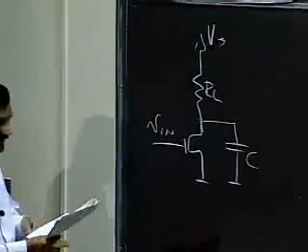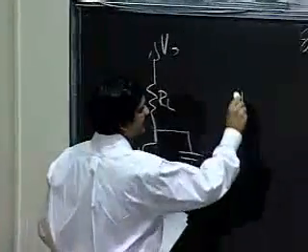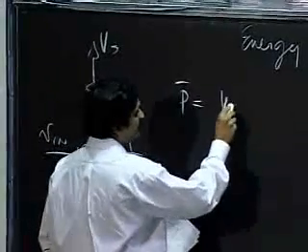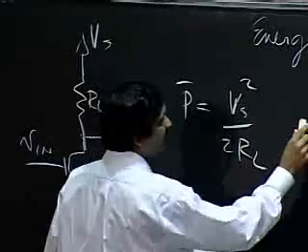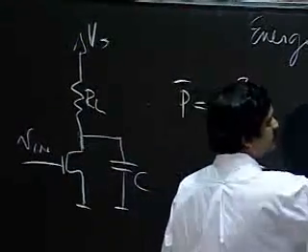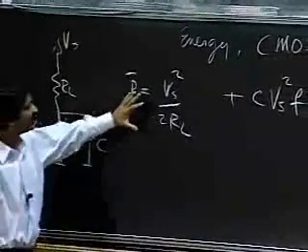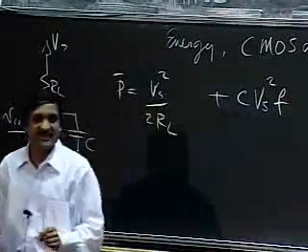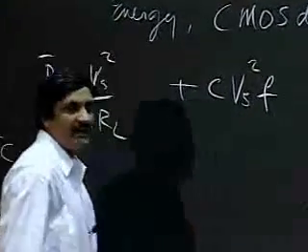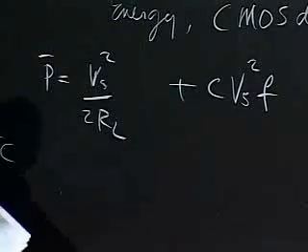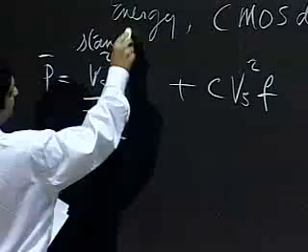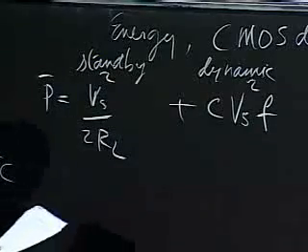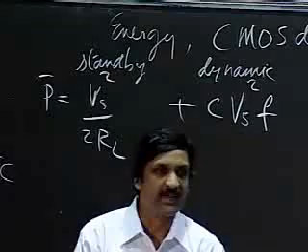So for an inverter like this, we showed in the last lecture that the formula for the average power was this. This was a static power independent of frequency, and this was called dynamic power. It's related to the frequency at which you clocked your circuit. So this was related to standby power, and this to dynamic.